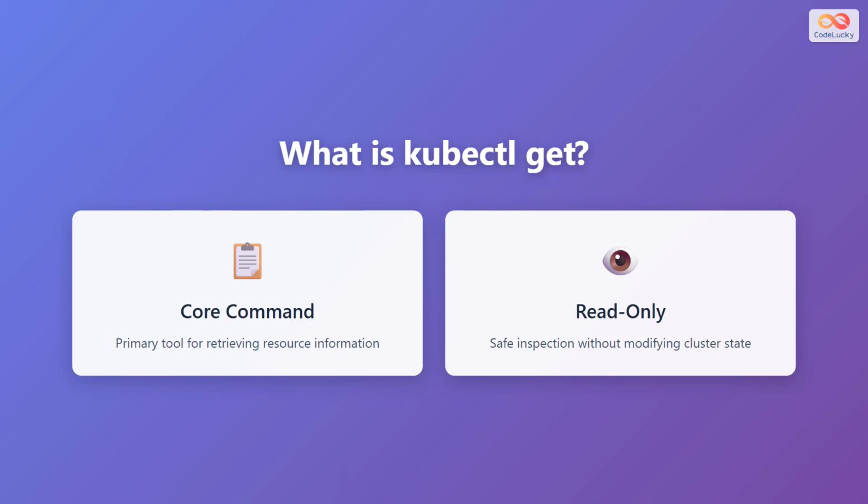kubectl get serves as the core command for retrieving resource information from your Kubernetes cluster. It is a read-only operation, which means you can safely inspect and monitor your cluster state without worrying about accidentally modifying anything. This makes it perfect for troubleshooting, monitoring, and understanding what is currently running in your environment.